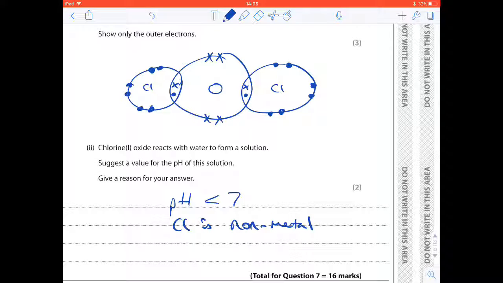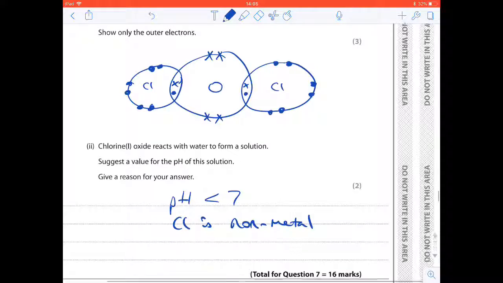The flip side of that would mean that any metal oxide should form an alkaline solution. So if the question had magnesium oxide or calcium oxide or sodium oxide, and it asked about that dissolving in water, you'd expect that to be alkali because those are all metal oxides.